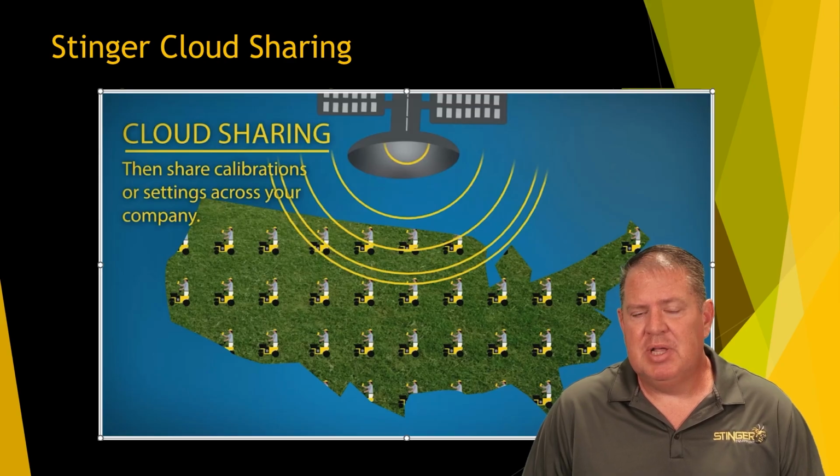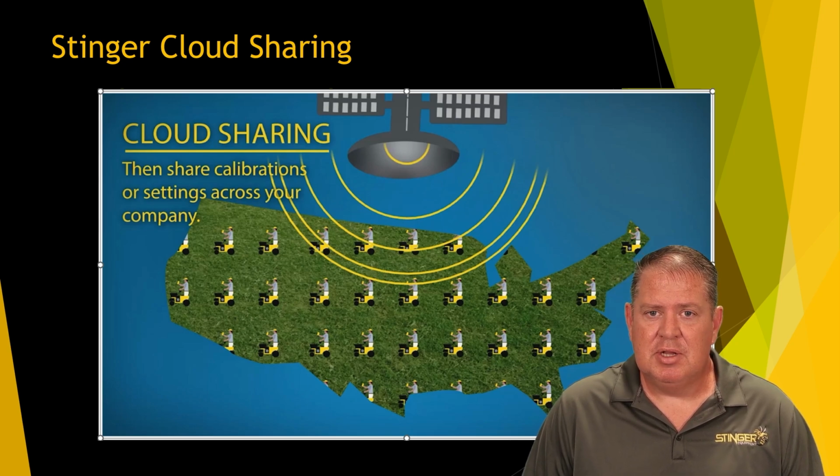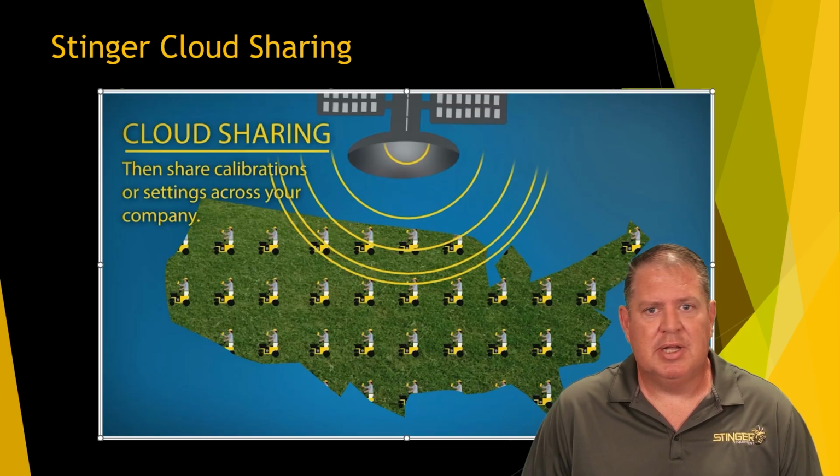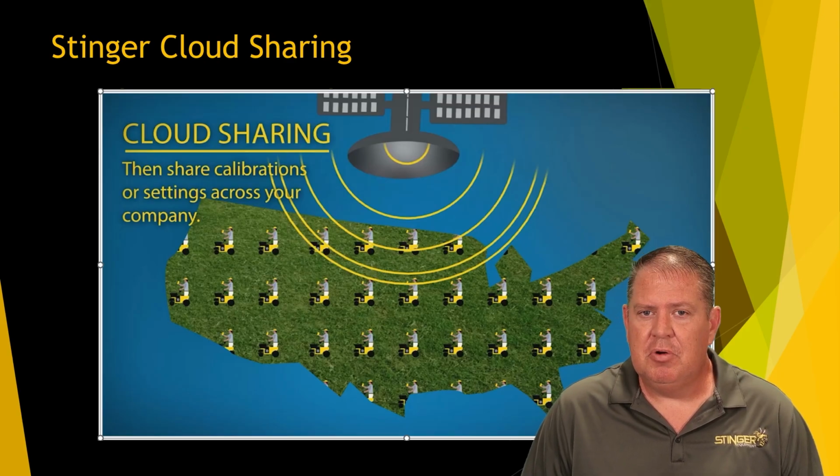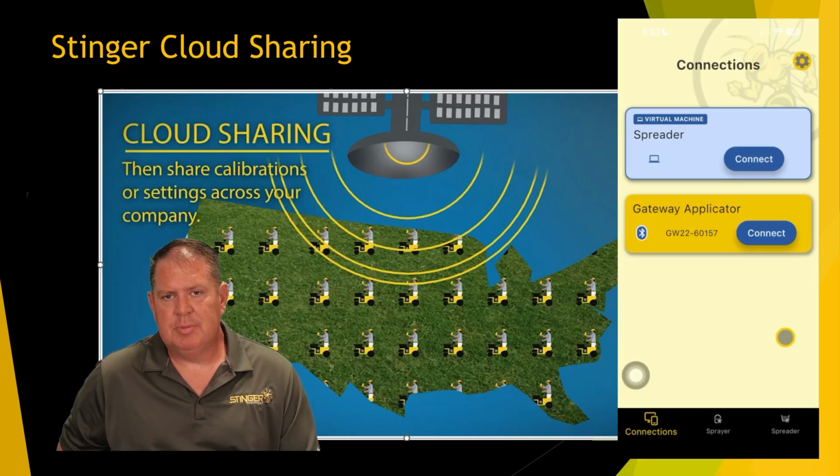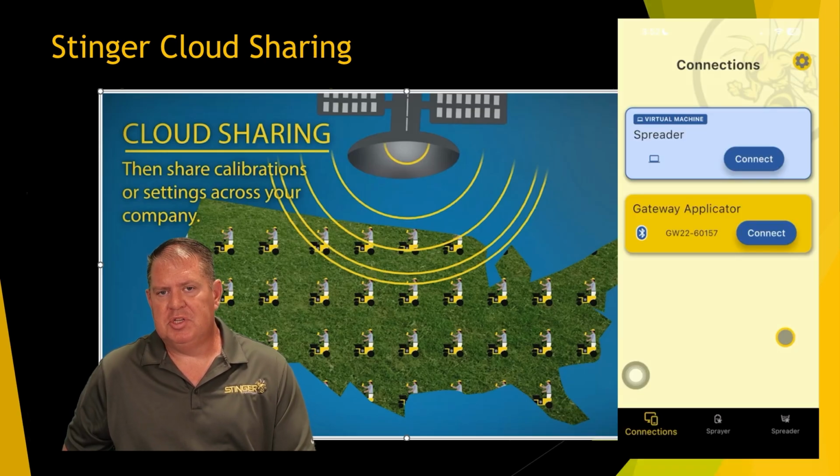Even better yet, you just have one person who's calibrating and setting up machines, and they can share those settings with anybody else. Additionally, if you want to update those settings, say you had round one and you want to make a slight change to it, change it on your phone and it automatically updates on anyone's phone that you've shared it with. Let me demonstrate some examples of how to use cloud sharing within the OneTouch app.